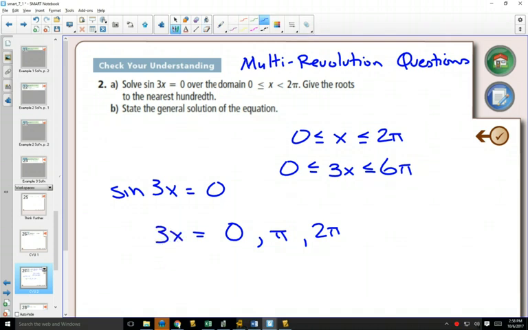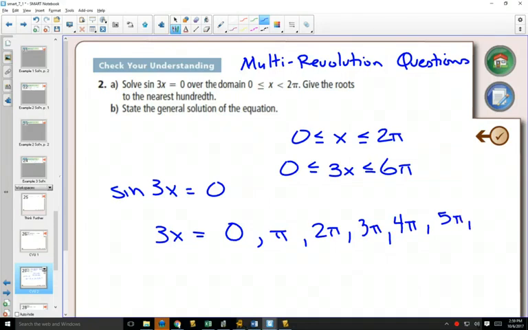And the reason we call this a multi-revolution question is if you're solving for 3x, 3x isn't between 0 and 2 pi. 3x's have to be between 0 and 6 pi. And how many times around our circle is 0 to 6 pi? 1, 2, 3 full times around. In the first time around, you hit 0, pi, and 2 pi. In the second time around, you're also going to hit 3 pi and 4 pi. And in the third time around, you're going to hit 5 pi and 6 pi.